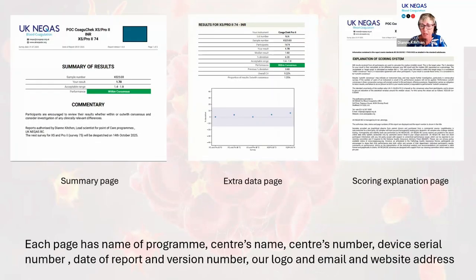So the rest of the report, we've done the front page. The second page has a little bit more data. It has percent deviations and overall CV for that survey, and it has your graph that I was showing you earlier. So you can see that this centre is doing really well, nearly hitting the median, all within. So they are performing very well. And then the final page is all our terms and conditions, if you like, how we do the scoring, who we are, and all that kind of thing. Every report has date, version number, logo, email addresses as well.